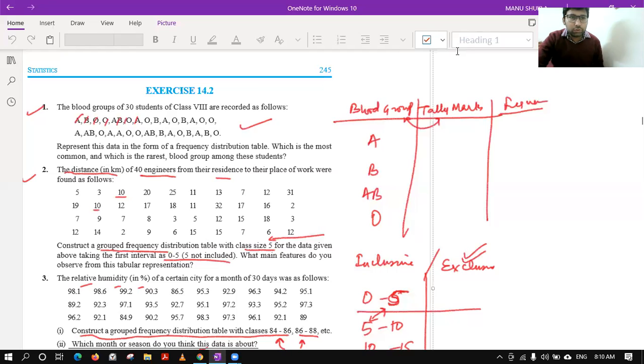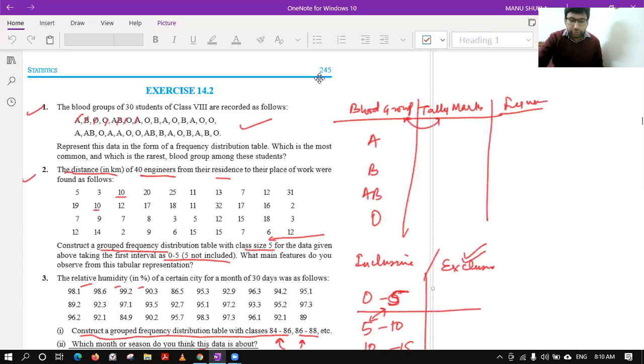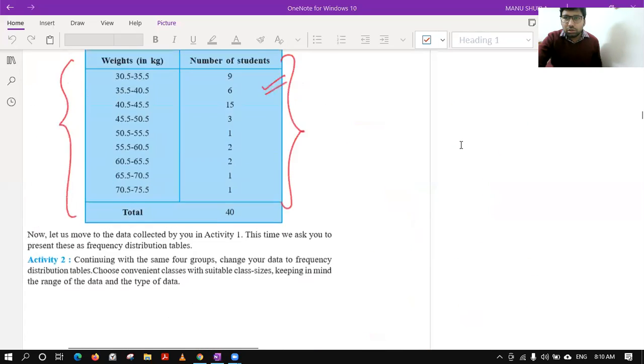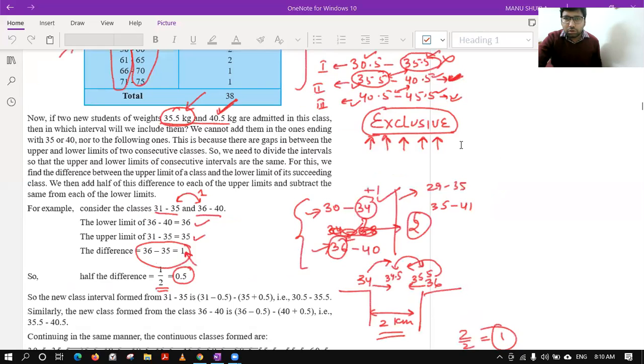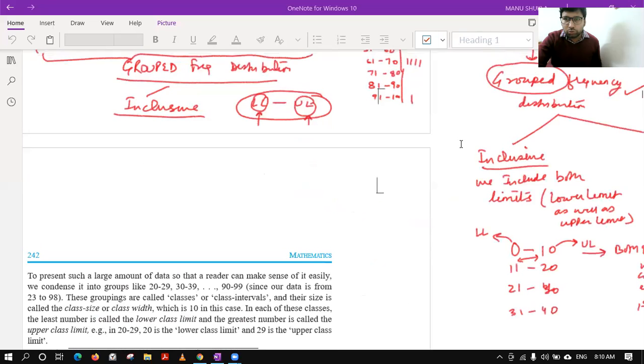So good morning everyone. Once again, in the last class we have discussed some questions of exercise 14.2. Before that we have seen the way we are arranging the data, in which first was ungrouped normal raw data. Then we started with frequency distribution. After that we came to group distribution, that was of two types, inclusive and exclusive.